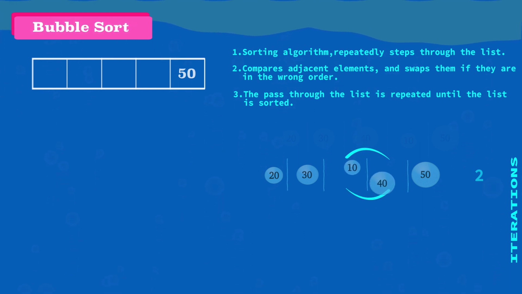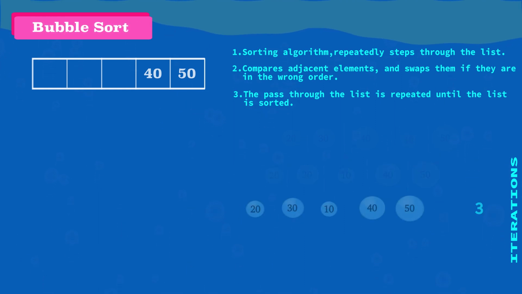And at the end, even though 50 is in its right position, the algorithm still compares 40 and 50. That is one of the disadvantages of bubble sort. So the same iterations and comparisons of the adjacent elements continue until the complete list is sorted.